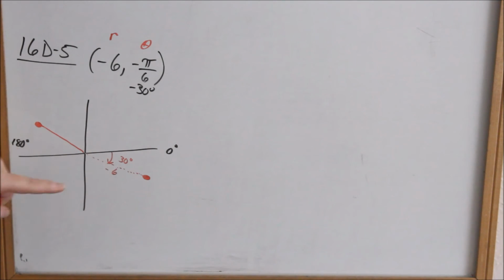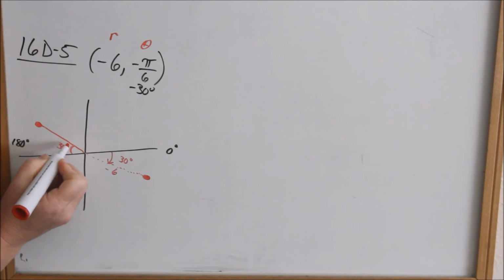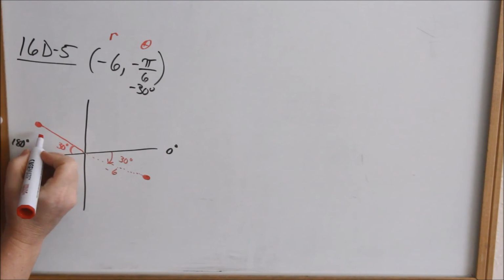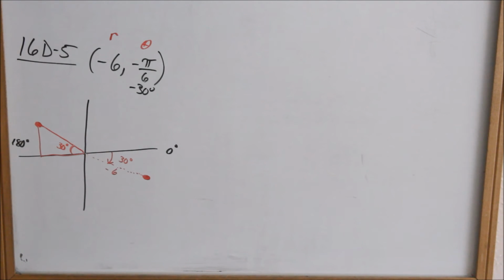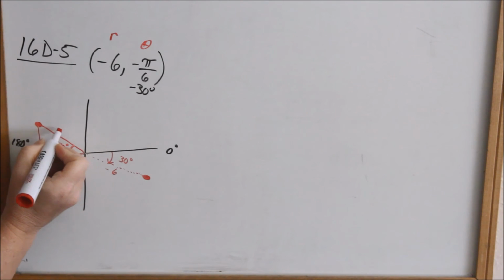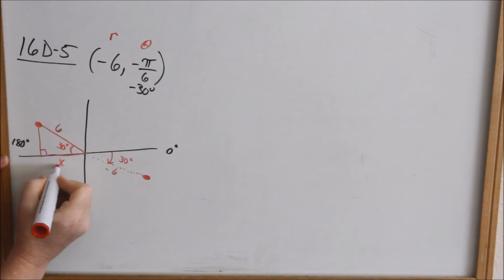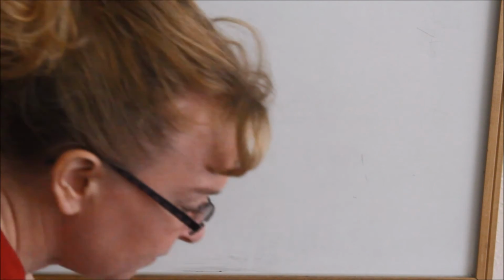Okay? So if this angle is 30 degrees, then that angle is 30 degrees, because they're vertical angles, and vertical angles are congruent. So now I can draw me a right triangle here, because if we draw right triangles, we can use our trig functions to make the conversion. We know that this is a positive 6. So I know my hypotenuse and I know this angle. I am wanting to determine my x and my y coordinate. That is what I am wanting.